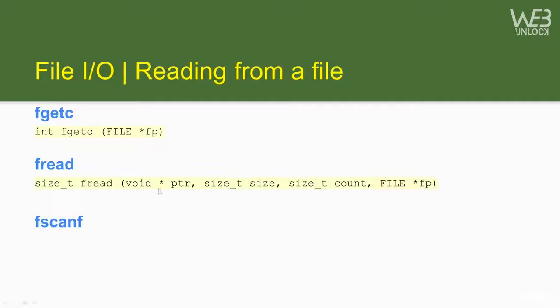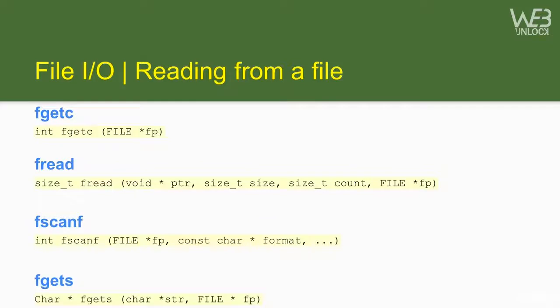There's also a scanf function version that works with files. It's called fscanf. With this one, you can give it the file pointer and a format string if you want to read one integer at a time, one string at a time, in any format you want. And then there's also fgets. It reads from the file one line at a time. This is useful for text files.